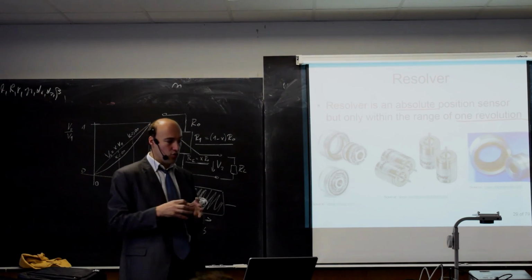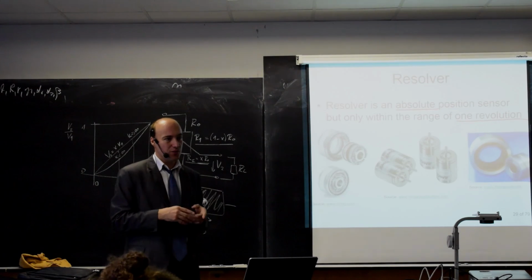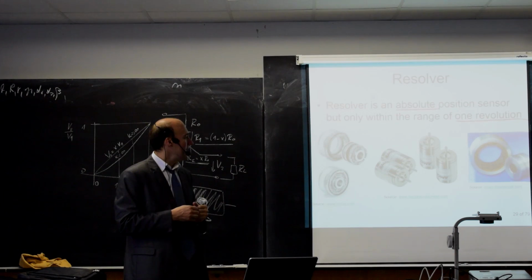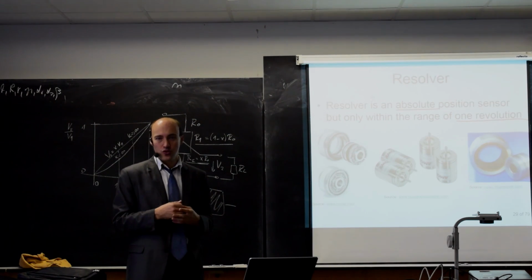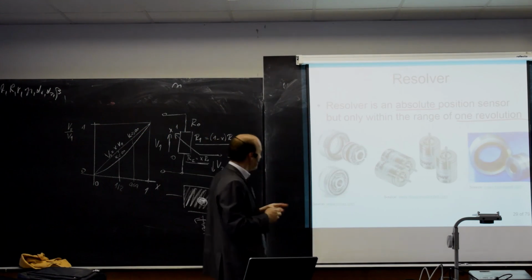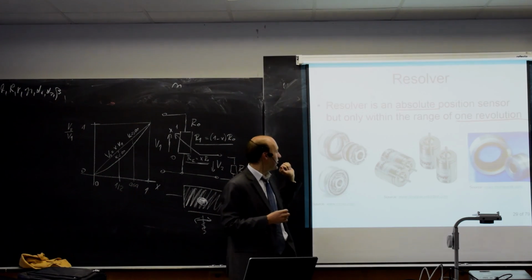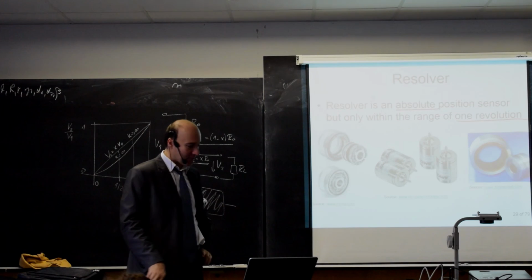Resolvers are used in trains, in trams, and they are sensing the position of the wheels. And then the position is used to allow feedback control and allow torque and speed control of the train or tram. This is, by the way, also called Pancake Resolver. I don't know why, but it's a funny name, but they call it also Pancake Resolver.